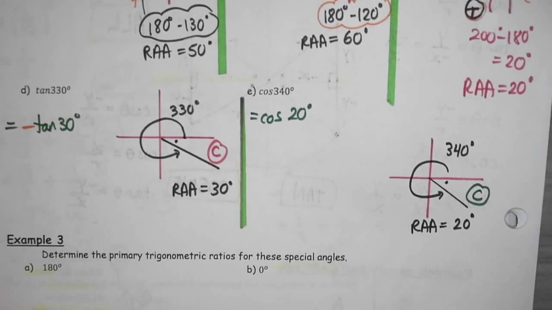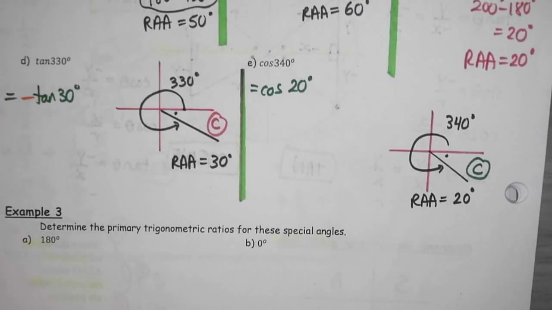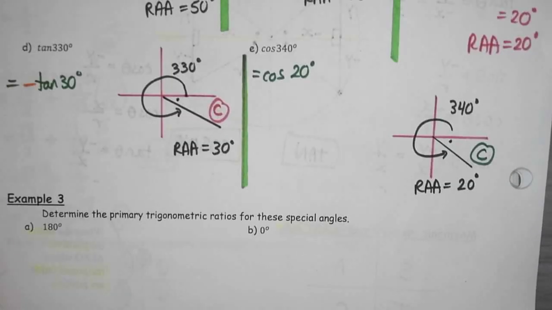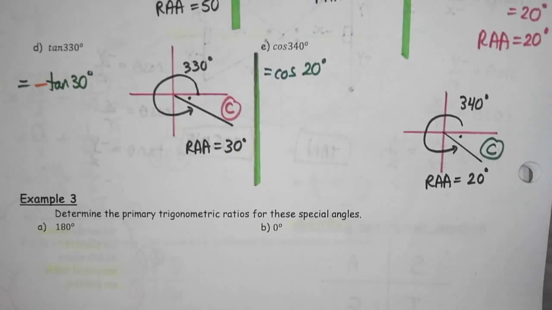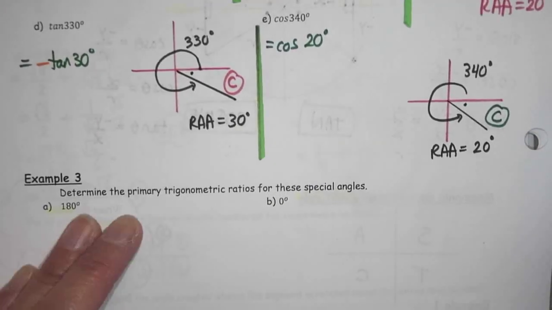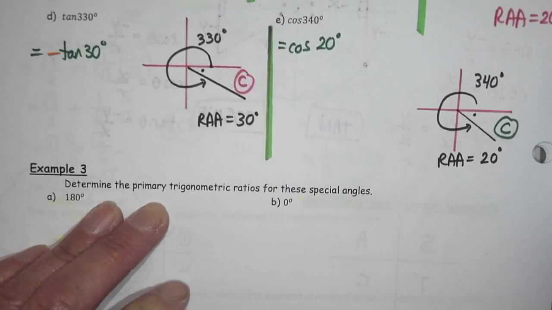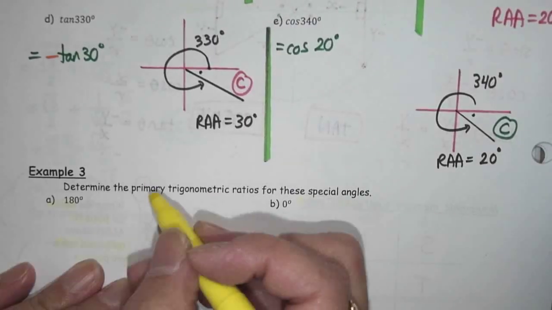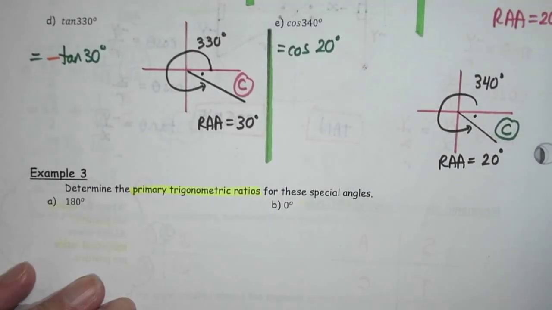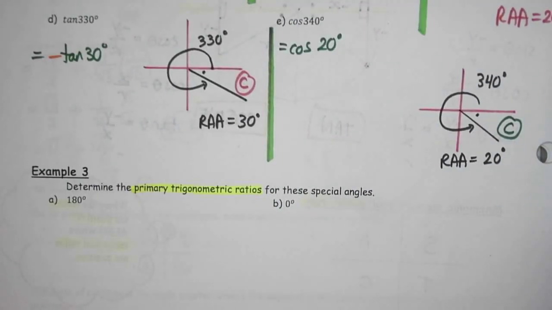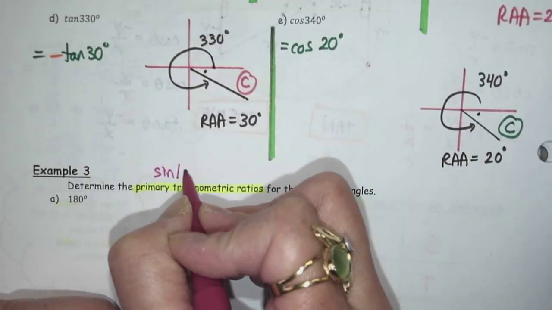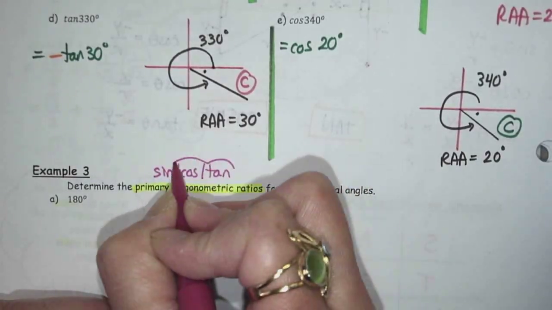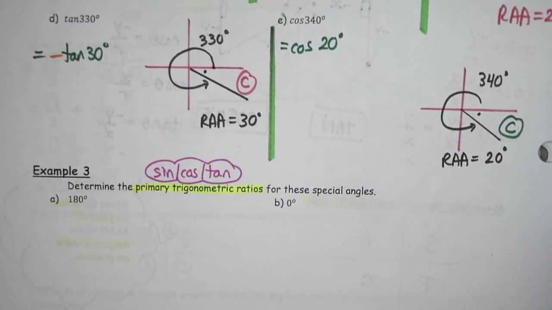All right, let's try it again. Determine the primary trig ratios. What am I asking for? Oh, 180 and 0. Okay, so this is two special ones. Sorry, I was trying to figure out what my question was asking. So first of all, let's highlight what it's asking. Primary trig ratios is sine, cos, and tan. As soon as I see that, I know that I'm asked for sine, cos, tan.